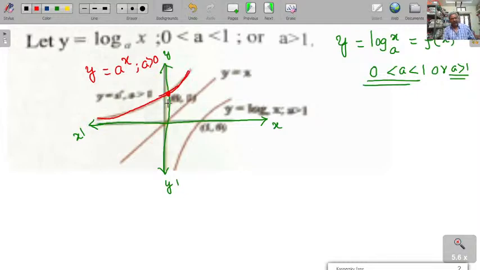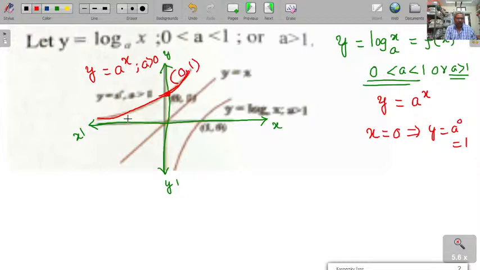It cuts the y-axis. If you put x is equal to 0 in y is equal to a power x, what do you get here? y is equal to a to the power of 0, which is 1. So this point is 0, 1. It cuts at 0, 1. For a greater than 1, this line passes through the origin. This is y is equal to x.